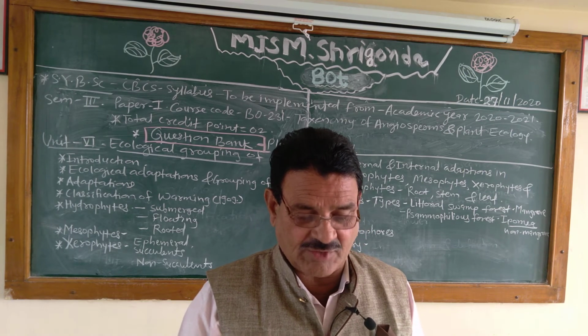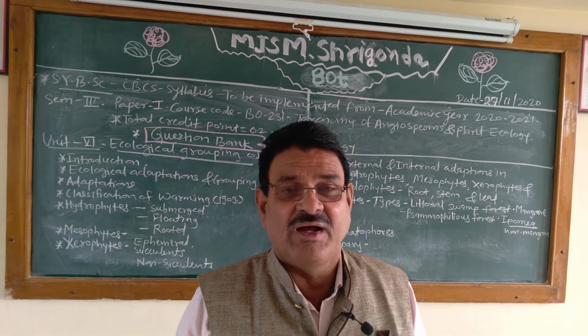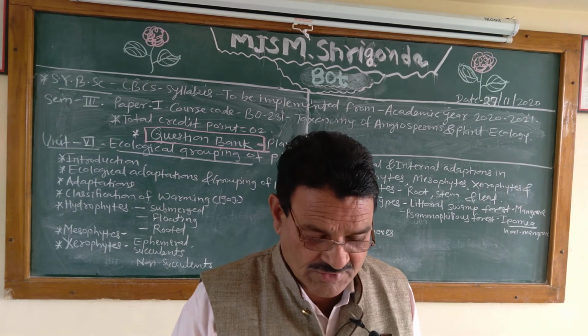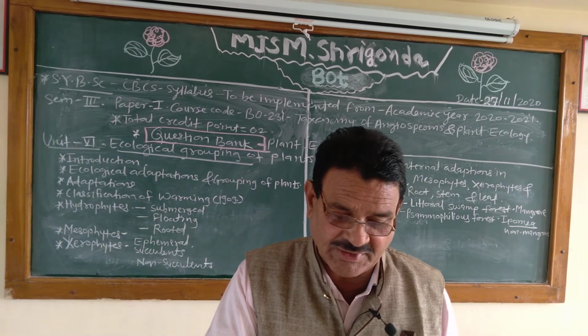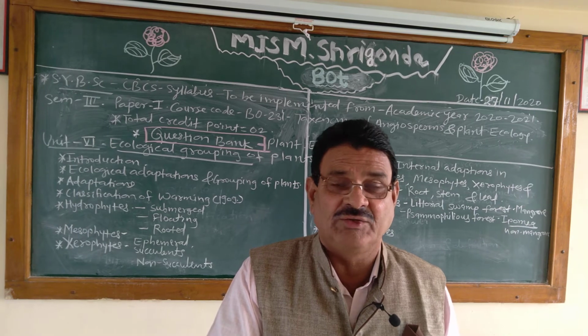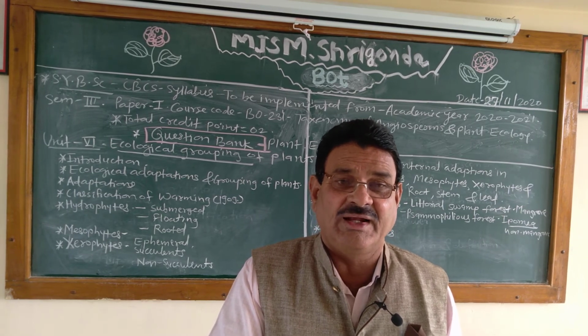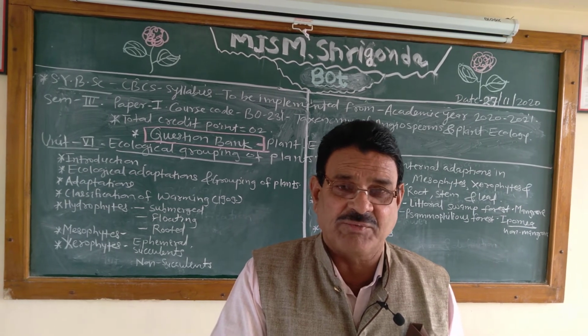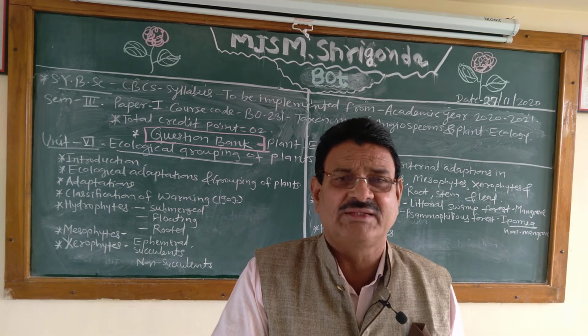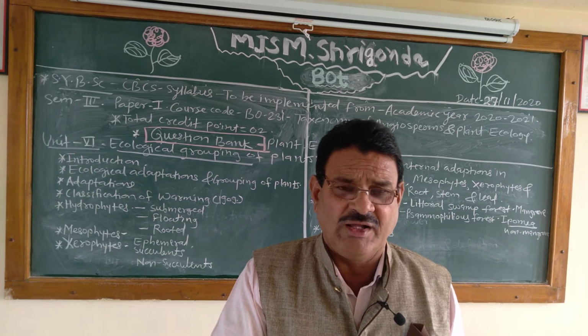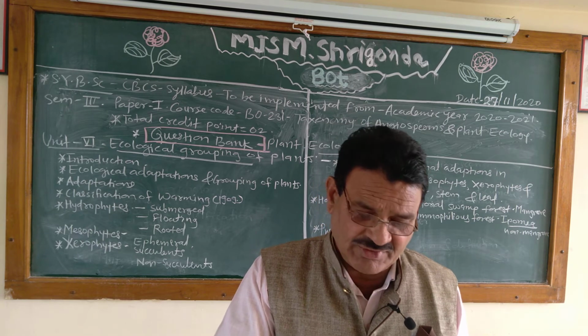Mention any 4 internal adaptations in hydrophyte stem, hydrophyte leaf, hydrophyte roots. Then give any 2 external and anatomical characters of mesophytes. Give any 4 external and any 4 internal adaptations in mesophytes with suitable examples. Draw neat labelled diagrams wherever necessary.